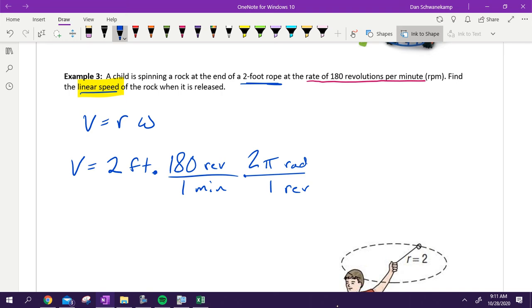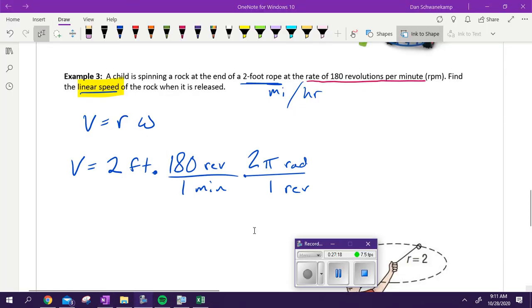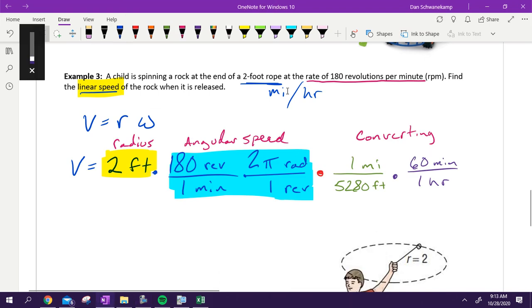Let's go ahead and, just because I'm a jerk, convert that to miles per hour. Convert that to miles per hour real quick. See how fast that rock is going to knock you out. There we go. So again, the formula we're always using is velocity is equal to my radius times my angular speed. Okay, so we're setting that up. My radius is 2. My angular speed, we got it from that.